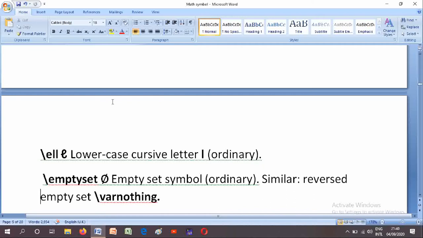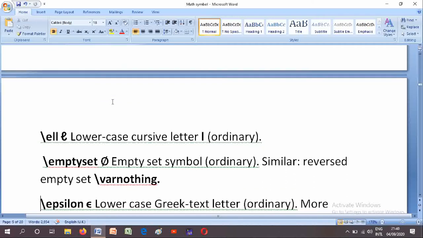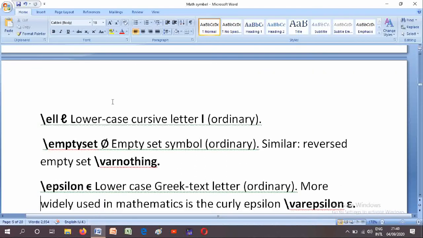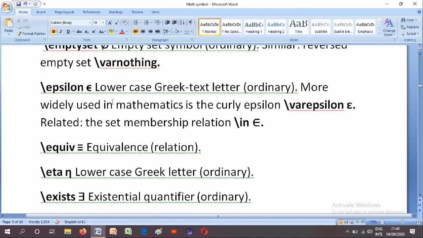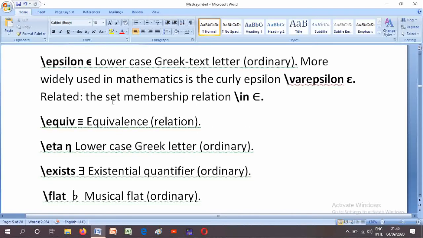Backslash ell, lowercase cursive letter l, ordinary. Backslash emptyset, empty set symbol, ordinary, similar to reversed empty set, backslash varnothing. Backslash epsilon, lowercase Greek letter epsilon, ordinary. More widely used in mathematics is curly epsilon, varepsilon, and related, the set membership, backslash in, relation. Backslash equiv, equivalence, relation. Backslash eta, lowercase Greek letter eta, ordinary. Backslash exists.